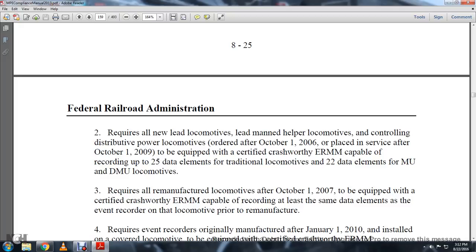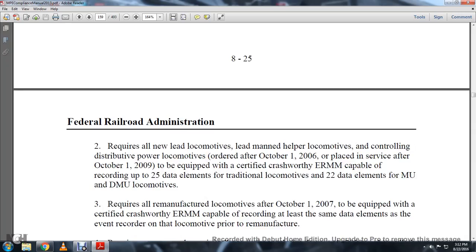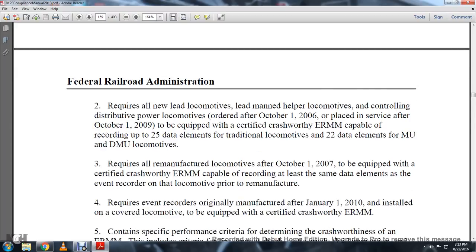2. Requires all new lead locomotives, lead locomotives controlling distributed power locomotives, and helper locomotives ordered after October 1st, 2006, or placed in service after October 1st, 2009, to be equipped with a certified crash-worthy event recorder memory module capable of recording up to 25 data elements for a traditional locomotive and 22 data elements for multiple unit or direct multiple unit locomotives.